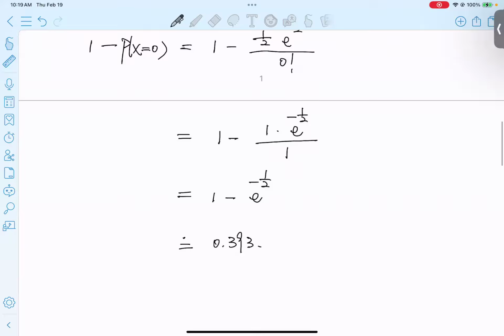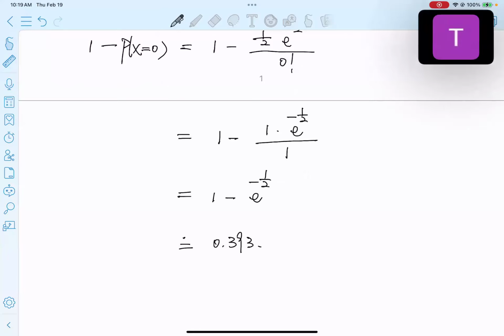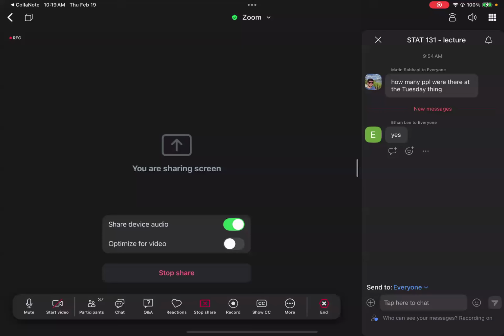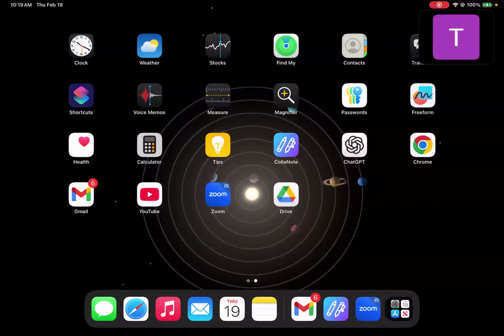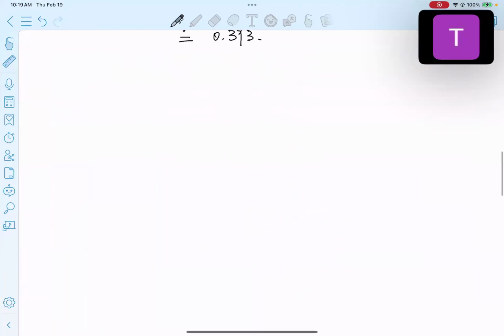Okay, any question up to this point? Just a quick example regarding the Poisson. There's also no question in the chat. Okay, then let's continue.